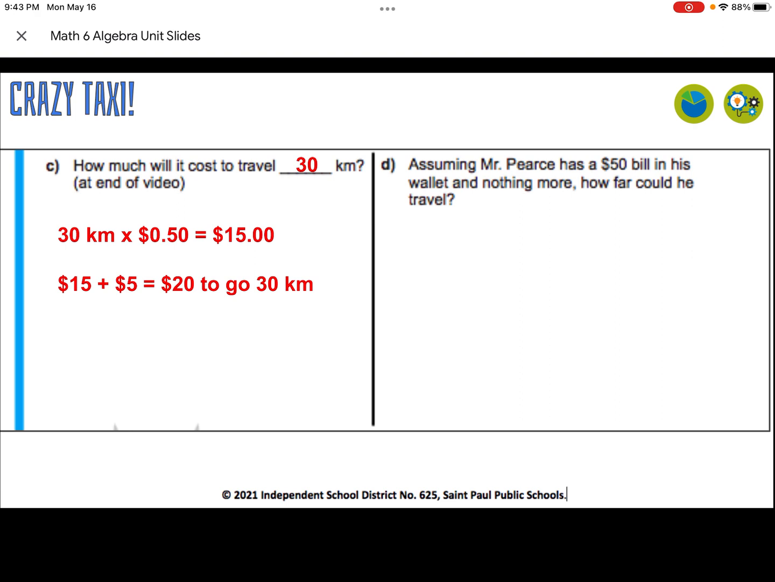All right, so 30 kilometers. It would be 30 kilometers times 50 cents is $15. And then you've got to add that $5. Remember that $5, that first flat rate, $20 to go 30 kilometers. Assuming that Mr. Pierce has a $50 bill in his wallet, how far can he travel? Well, 50 minus 5, right? Because you got to pay that 5 flat rate. So he can go 45. He's got $45. So with 50 cents a kilometer, he can go 90 kilometers.